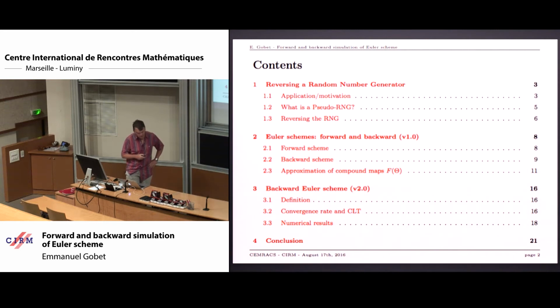These appropriate tools are about how to approximate compound maps. I have a random map f, and I'm going to compose this random map with a random variable theta. Of course, the two quantities may be dependent, and you'd like to discuss what happens if f is approximated by fn and theta by theta n, how accurate the composition is. So this is the plan of the presentation.